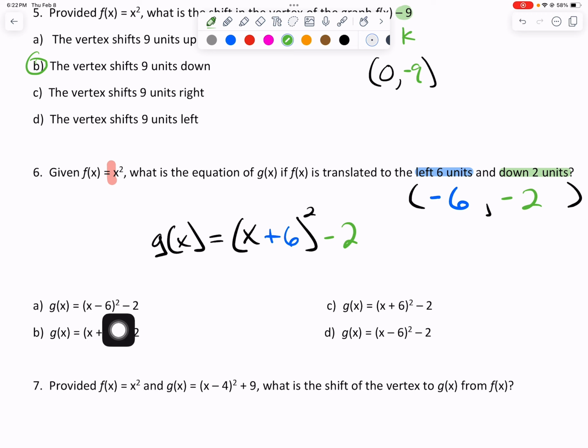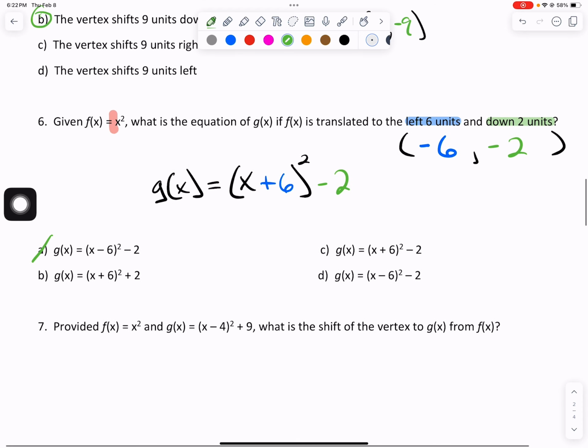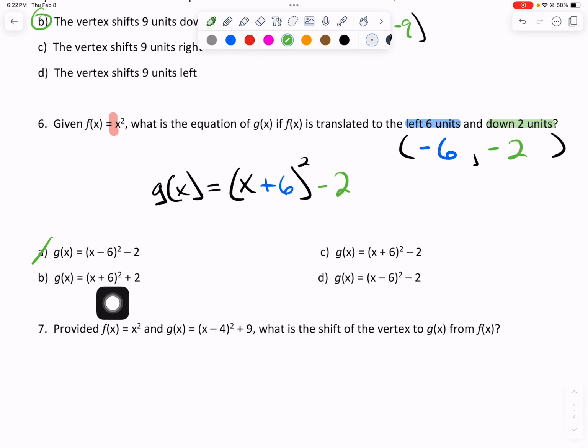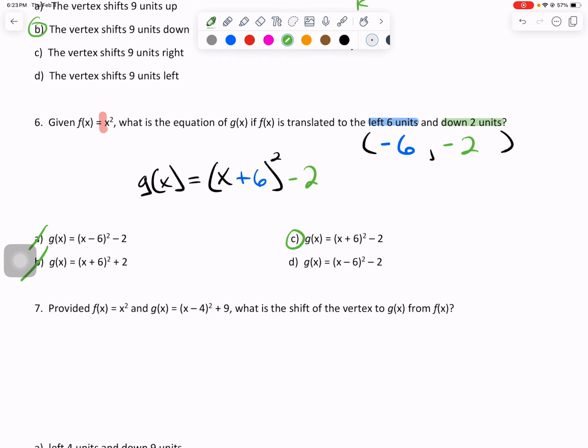x minus 6, no, it's not. They forgot to flip the h value. Get rid of A. So you look at B. x plus 6 squared plus 2. Why did they flip the k? I don't know. Get rid of it. Moving on, g of x equals x plus 6 squared minus 2. Go ahead and circle C as your best answer choice.